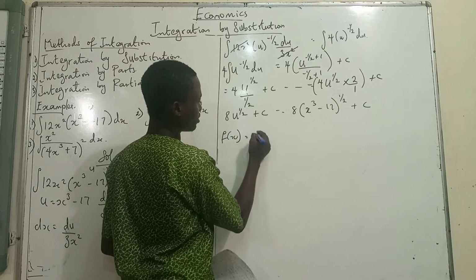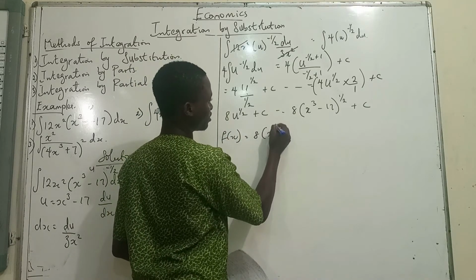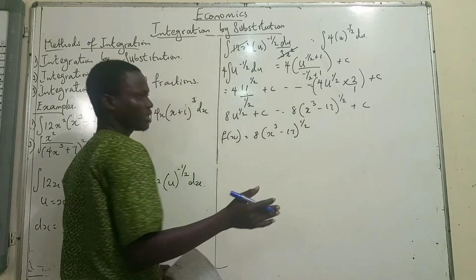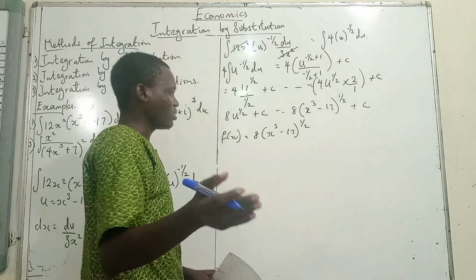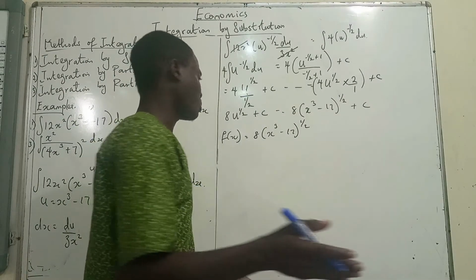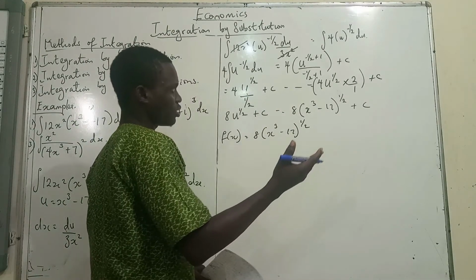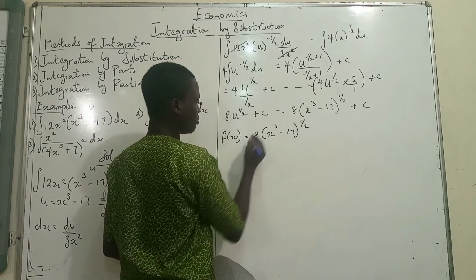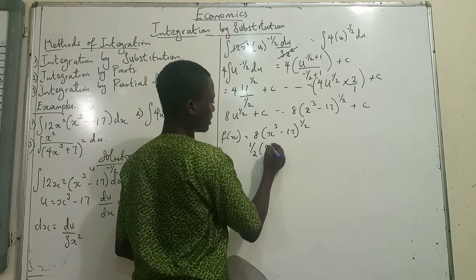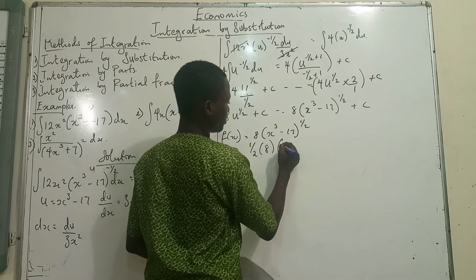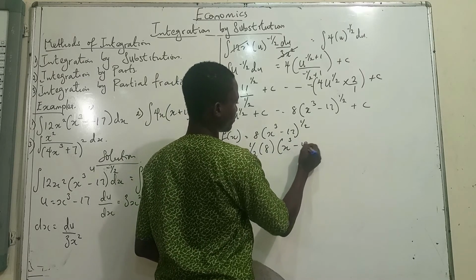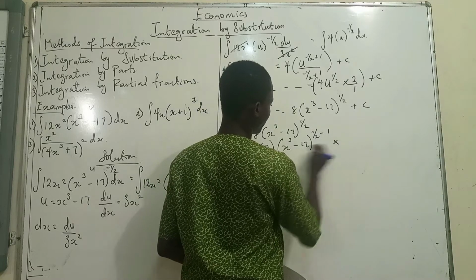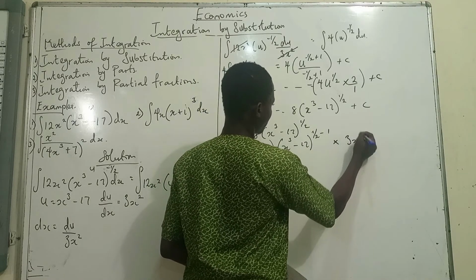f of x equals 8 raised to power (8x cubed minus 17) then half. So I'm just going to use the quotient rule? No, that is not the quotient rule. After the product rule, we have one rule like that. I've forgotten the name. Anyway, that's going to be half into brackets 8, half times 8, then you have x cubed minus 17, this is half minus 1. Then multiplied by differentiating this, you have 3x squared.